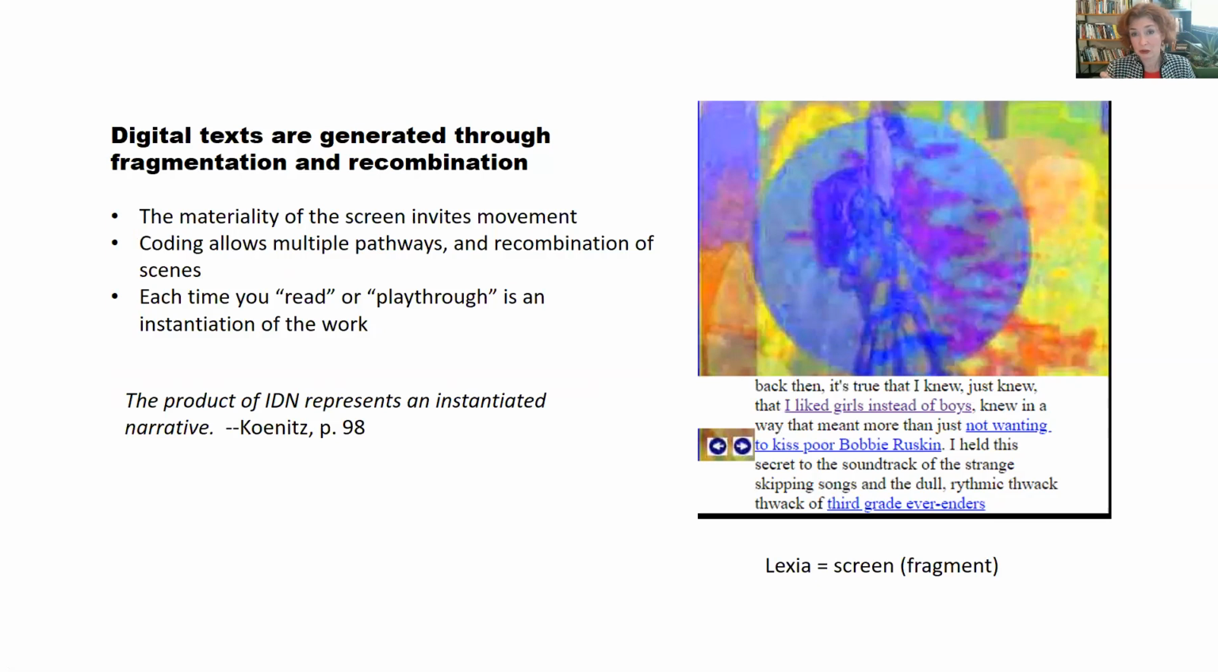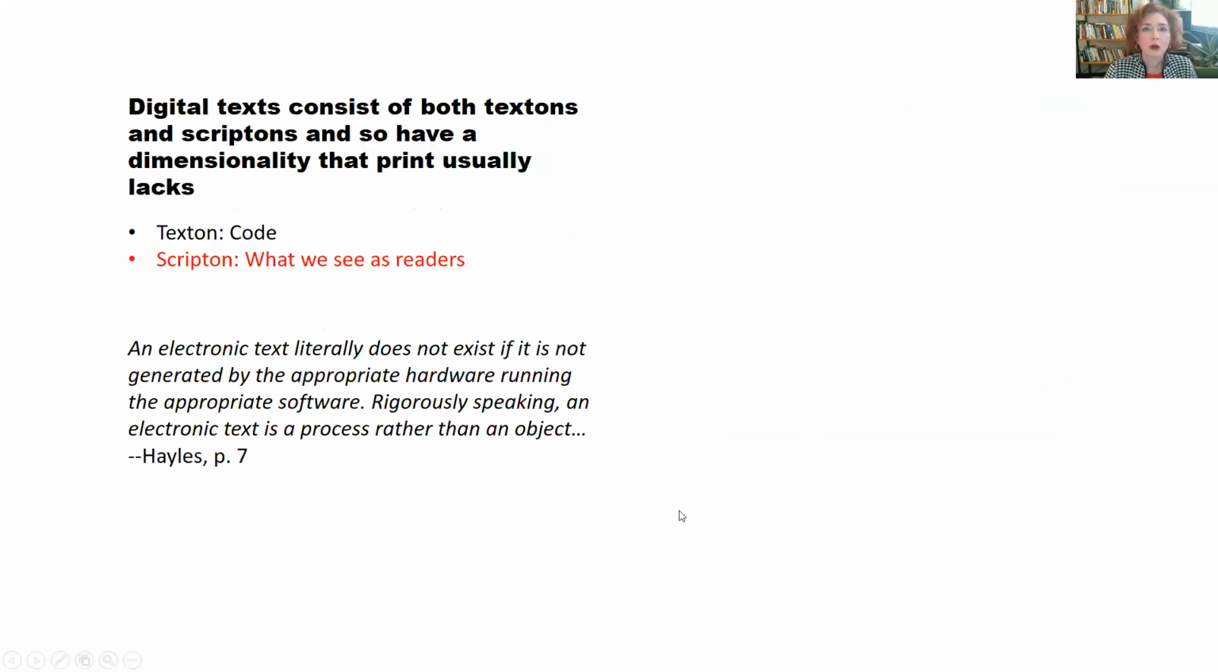The term that we use for a screen, and this is a good example, when you have a screen like this with a chunk of text, we call this a lexia, okay? And this is in itself a fragment of a larger text. Okay, so here we have another element. Digital text consists both of textons and scriptons. So those are probably two new terms for you. Basically, the texton refers to code. Scripton is what we see as readers.